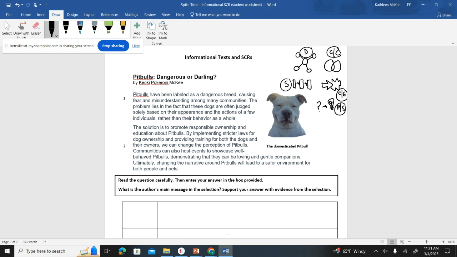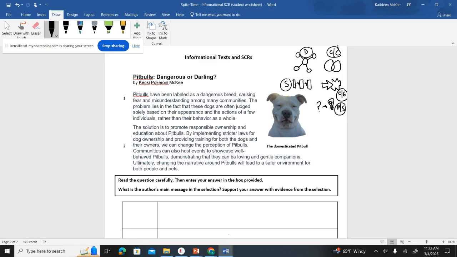So after I read this, as I'm reading it, I want you underlining signal words that you see to tell us what the text structure is. Okay, that's how we're going to start. It's called Pit Bulls, Dangerous or Darling by Kyoki Pokoroni McKee. That is my dog. Here we go.